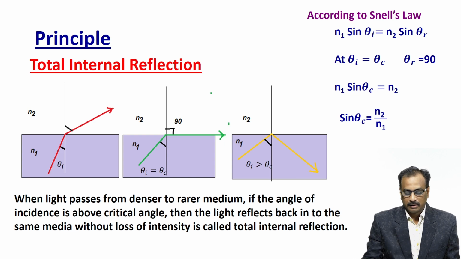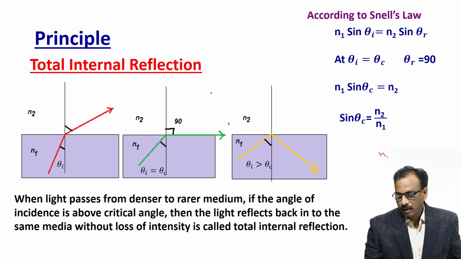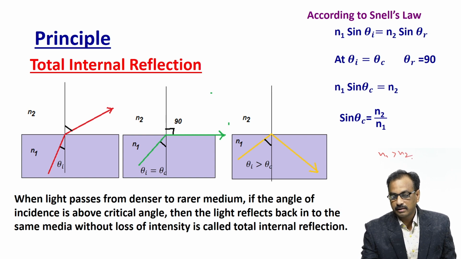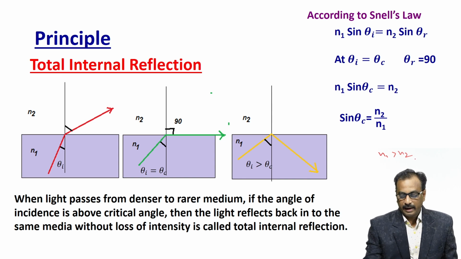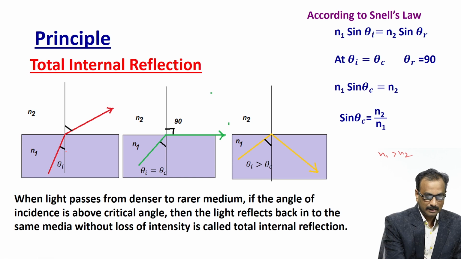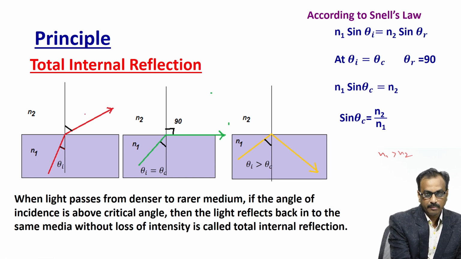Here, the first condition is N1 greater than N2. That means the refractive index of the core is more than the refractive index of the cladding. And the second condition is the angle of incidence. Here, this is the core material, and this is the cladding material. You can draw one normal here. Now, this is the angle of incidence.